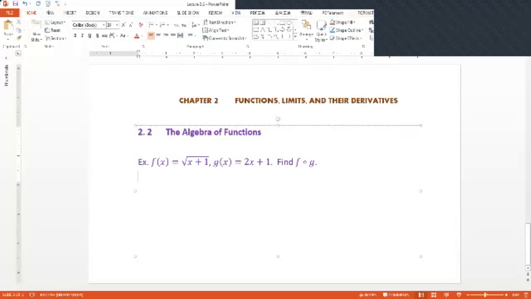Hello, everyone. I'm going to explain in more detail the example we just did in 2.2. I'm going to work out the problem step by step, work through the whole problem in detailed steps. This is the example of composition of two functions.